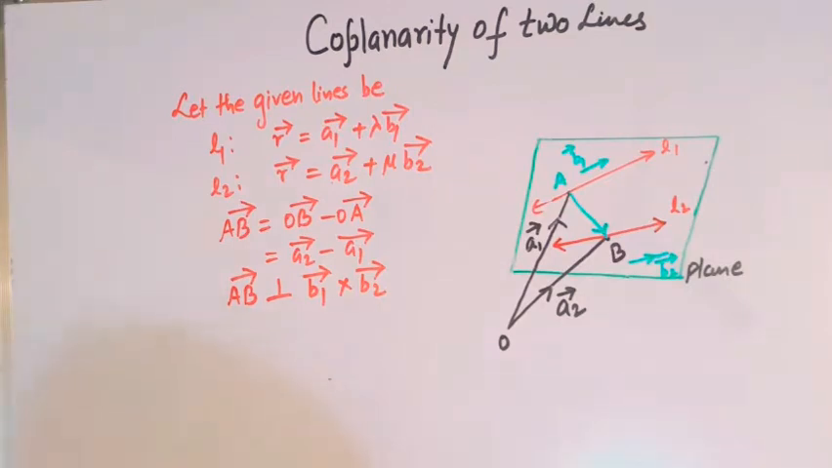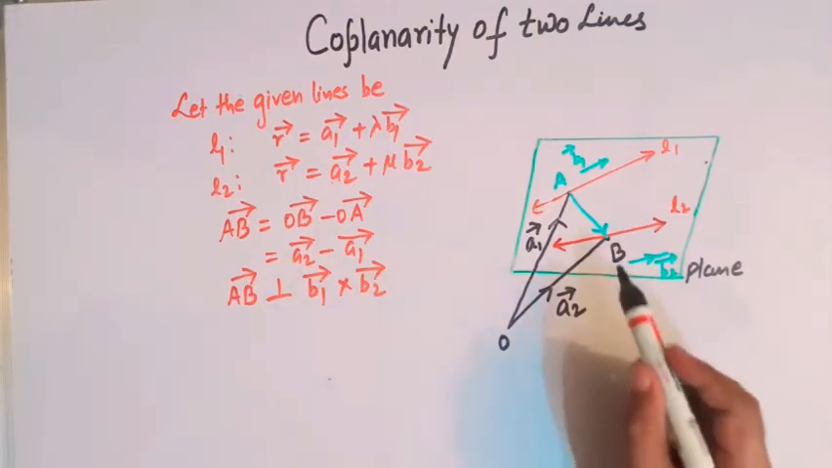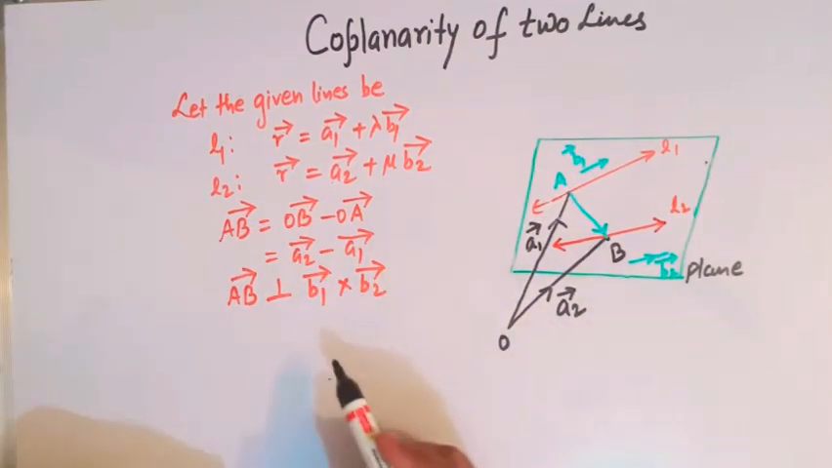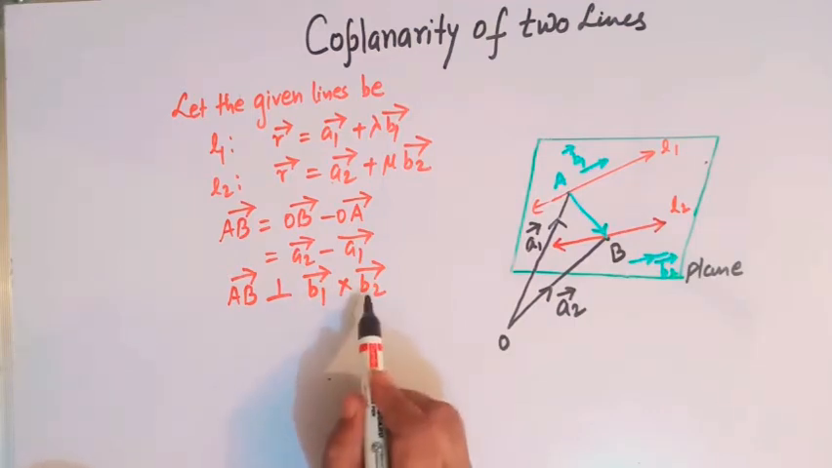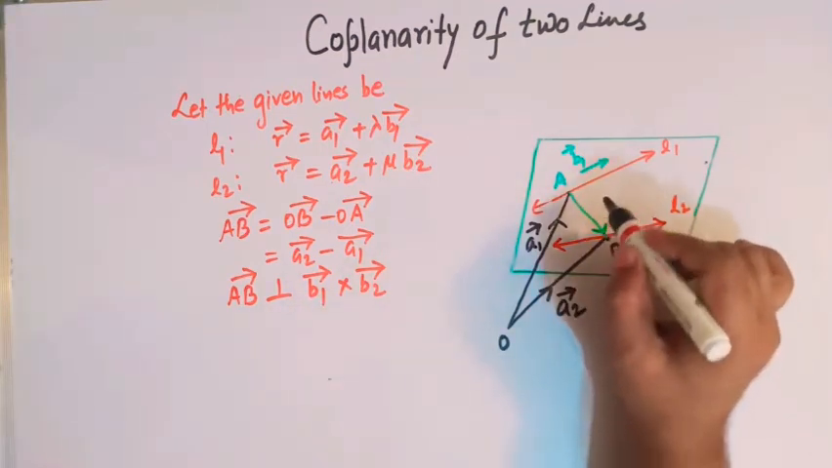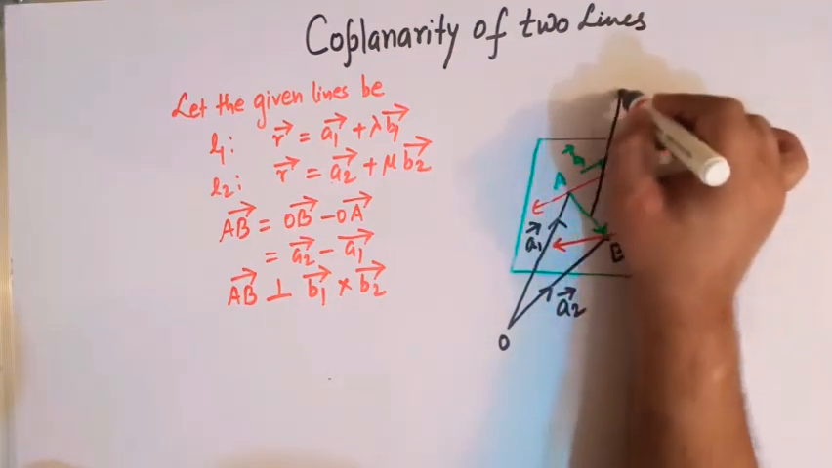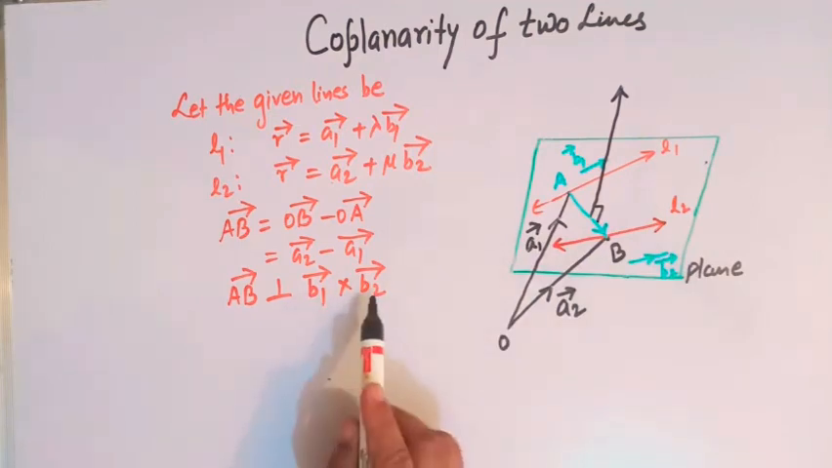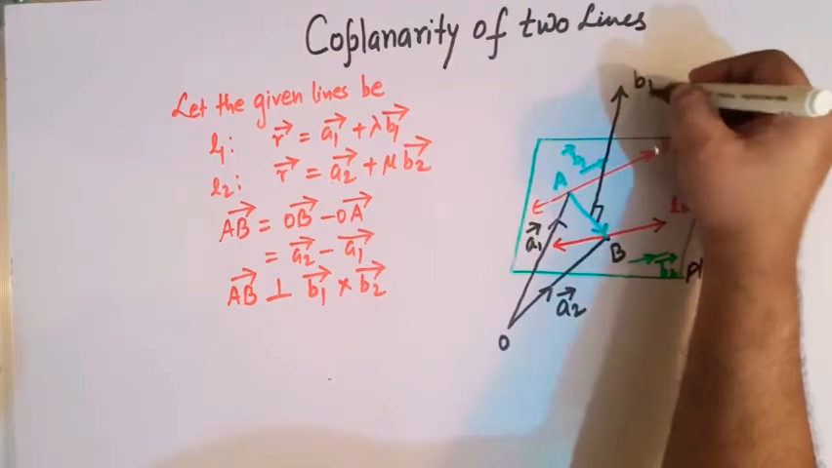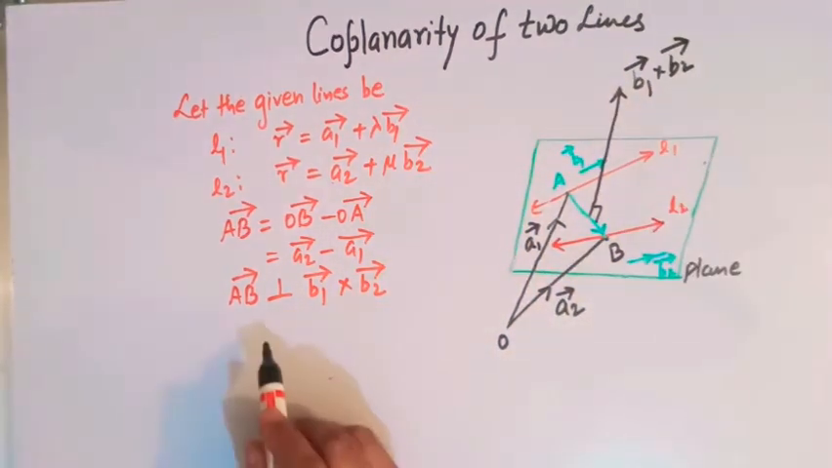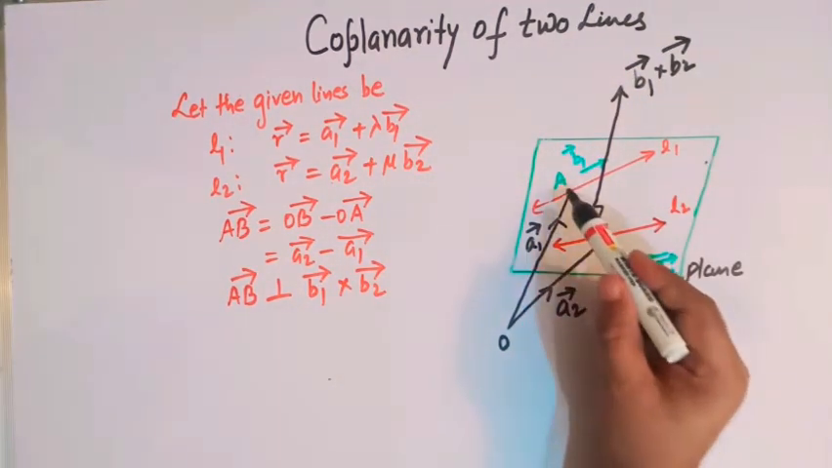So here, b1 cross b2 is perpendicular to the plane containing b1 and b2, because by the definition of the cross product of two vectors, we know that the b1 cross b2 vector is perpendicular to the plane containing b1 and b2. So this b1 cross b2 vector is perpendicular to vector AB.